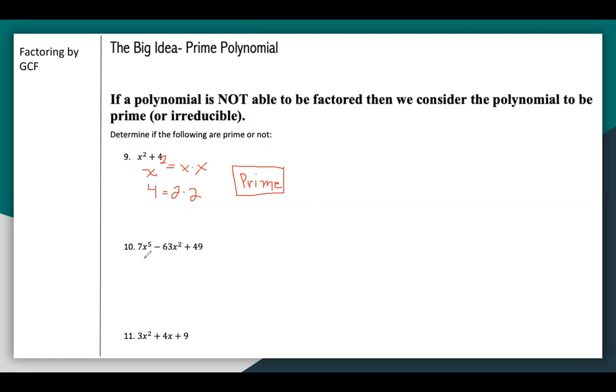So try questions 10 and 11. Determine which one of these are prime, if any, and if it's not prime, factor it out by the greatest common factor. Pause the video if you need more time, or pause the video to work on this with a partner, and then we'll go over it when everyone's done.